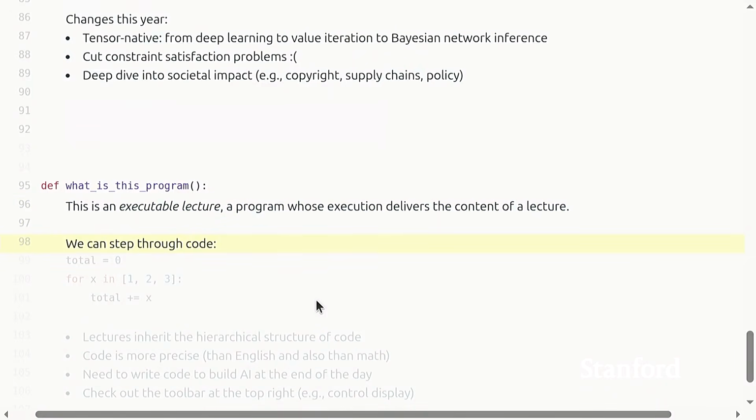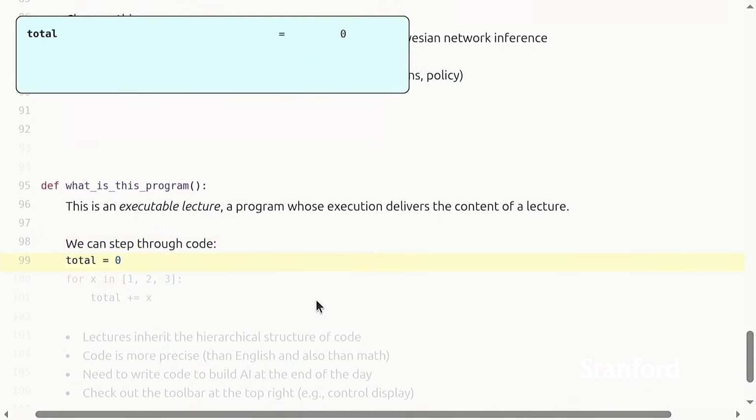So it's code, so we can actually write code and step through code. This will actually be really useful, not for the first lecture, but for later when we get to the more details, because then we can walk through examples in a very crisp way.